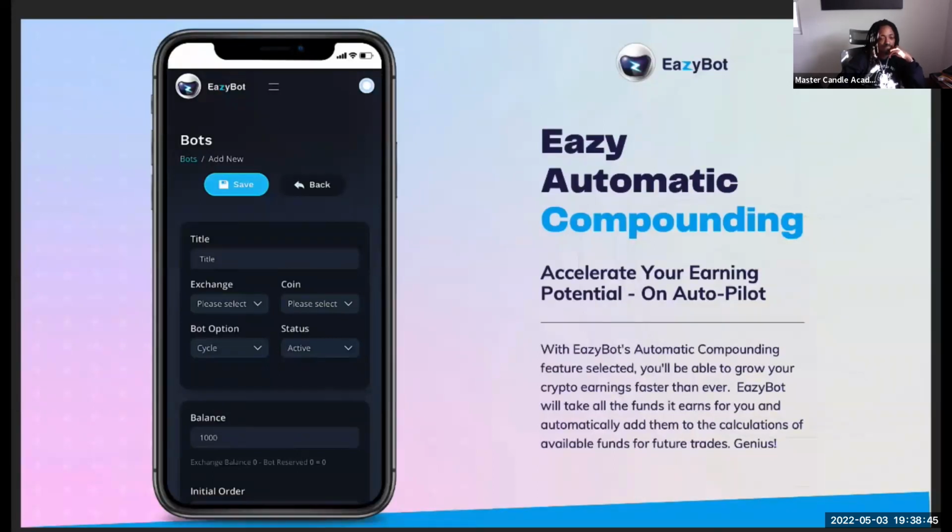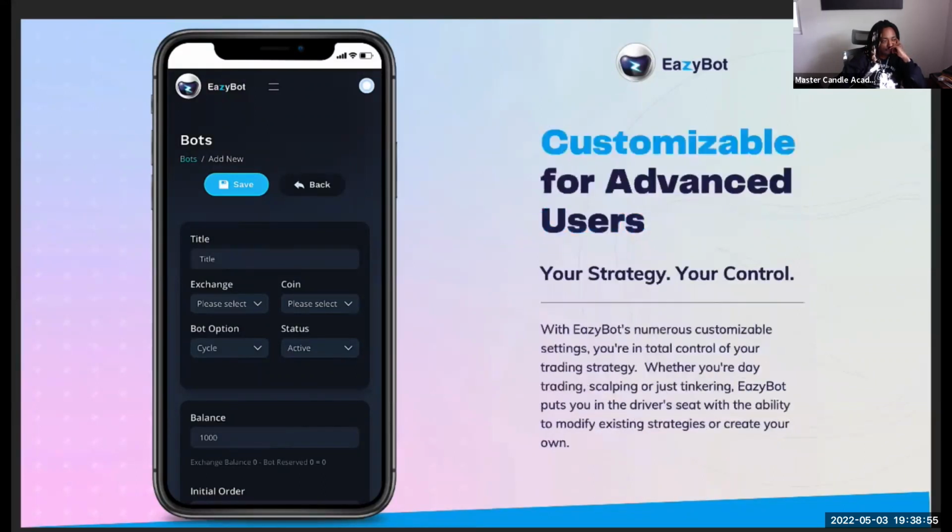Along with automatic compounding, Eazy Bot has a profit trailing feature where when the market starts going up and we're in an uptrend in the crypto market, you're making more and more money. For the advanced traders listening to this, Eazy Bot is customizable. So it's your strategy under your control. With this customization, Eazy Bot puts you in the driver's seat with the ability to modify existing strategies or create your own, all in one website.